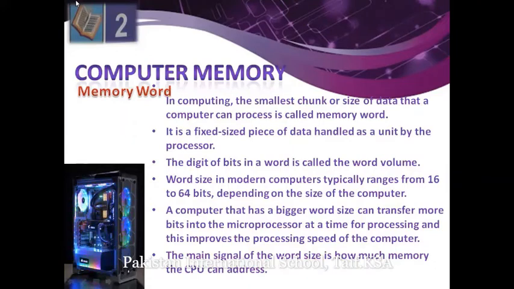So 1 byte consists of 8 bits. When we combine 2 bytes, that is 16 bits, and this is called 1 word. So basically, this is 1 word, and the minimum limit is 16 bits. A single word consists of 32 bits, and a double word consists of 64 bits. So basically, the word is a combination of 16 bits, or 2 bytes.